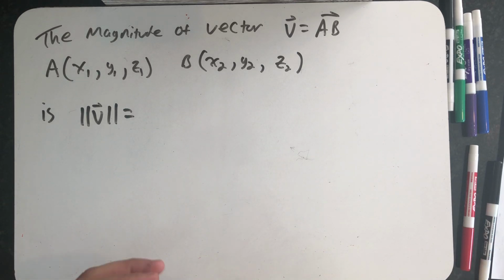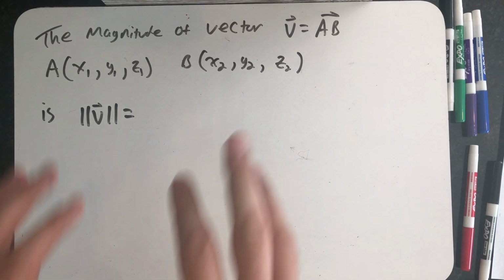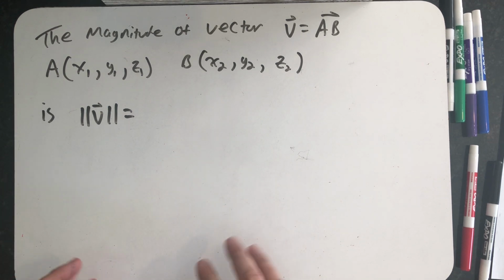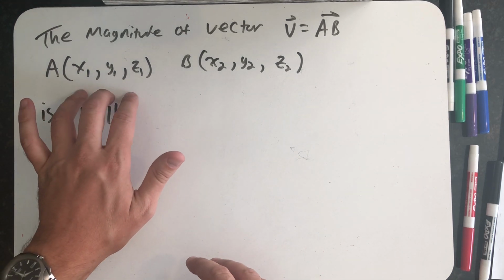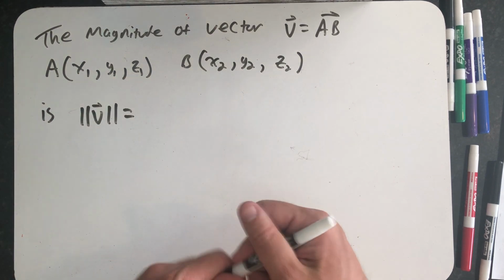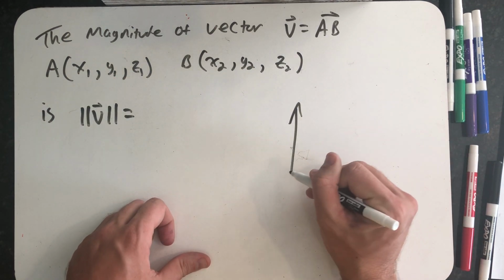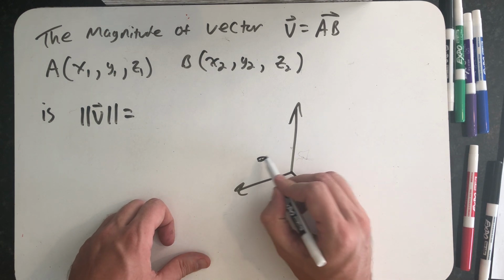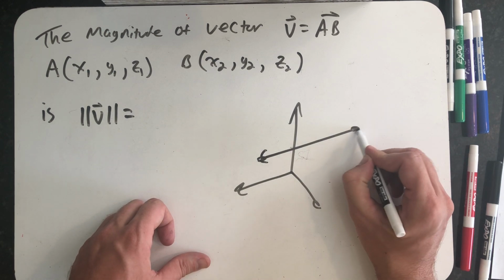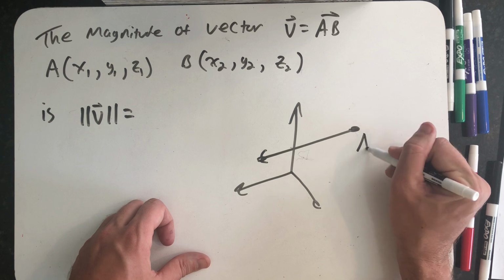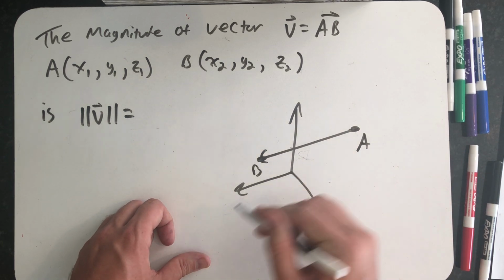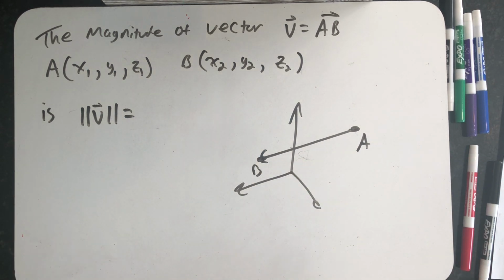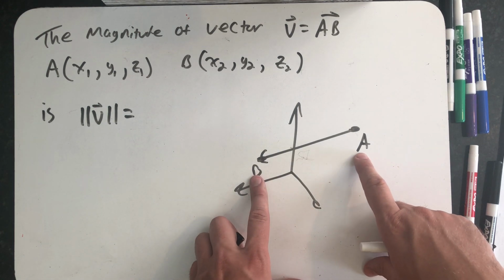Let's talk about finding the magnitude of a vector. So let's say I have a space vector AB that points from x1, y1, z1 to x2, y2, z2. I don't know where these points are in space, and maybe this vector points this way. Here's my point A, and here's my point B. I just need to find the length of this vector, the distance between A and B.